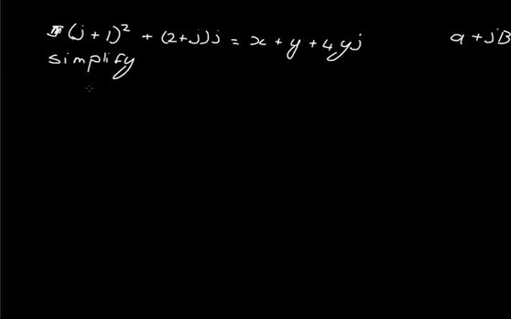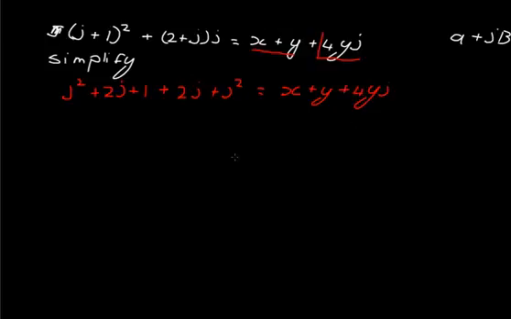Okay, so let's start here. (j plus 1) squared is equal to j squared plus 2j plus 1, and I just did that by FOIL. Then we've got plus (2 plus j) times j, so that gives us, multiplying the j in as you would a variable, 2j plus j squared. The right-hand side doesn't need simplification. You can see there's real parts over here and imaginary parts over there. So the right-hand side is just x plus y plus 4yj. Now let's continue to simplify this, because we've still got squares here and we need to get rid of those.